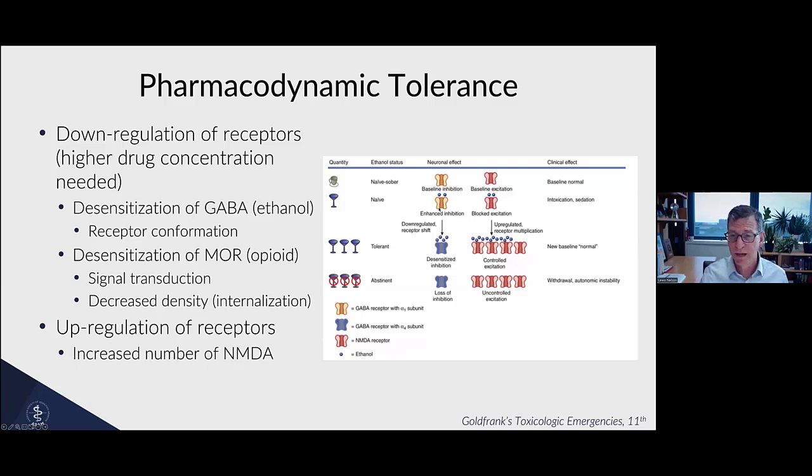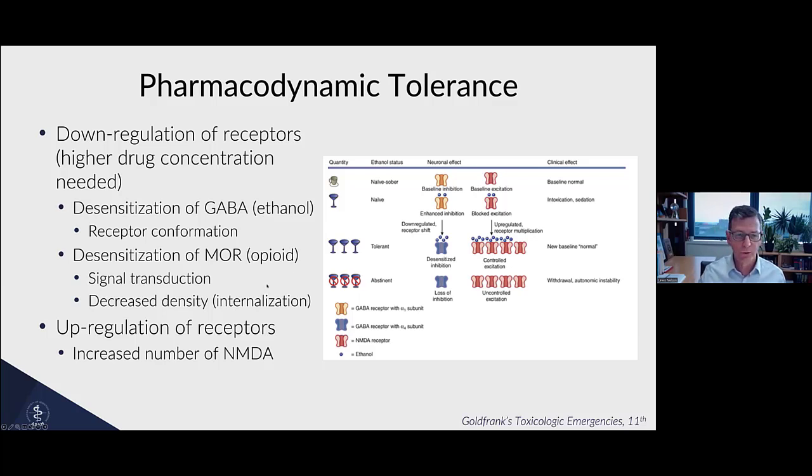With light use, you get some enhanced inhibition and some blocked excitation, and you feel good, and that's euphoria and intoxication. Over time, you develop tolerance, where you desensitize the GABA receptor by changing some of the components of that receptor, and you increase the number of excitatory neurotransmitter receptors, the NMDA receptors, right, which bind to glutamate. You're now at a new baseline, right? As long as you drink, you're fine, but when you stop drinking, you lose the inhibition, and you have uncontrolled excitatory neurotransmission, and you have withdrawal, right? And that's exactly how withdrawal from alcohol goes.